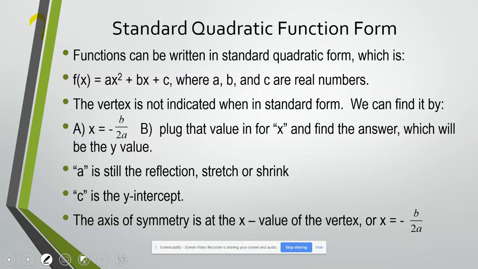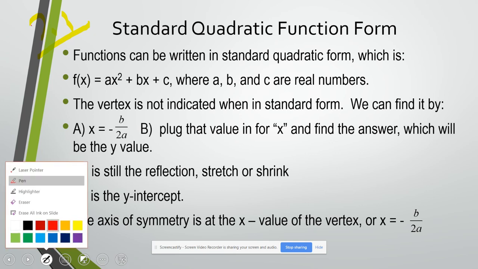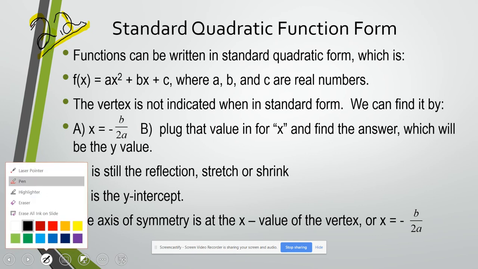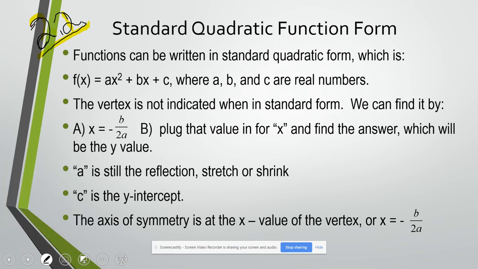Welcome back, everybody. We are still working on our 2.1 notes. Oh, I'm sorry, 2.2 notes. And today we're going to talk about standard quadratic function. So the standard form is this form of ax squared plus bx plus c.